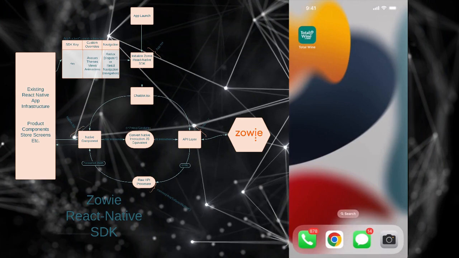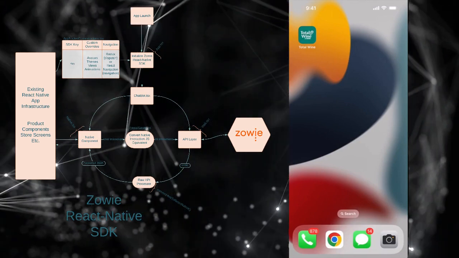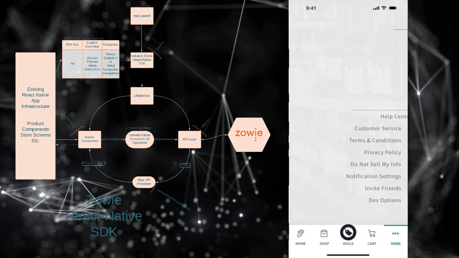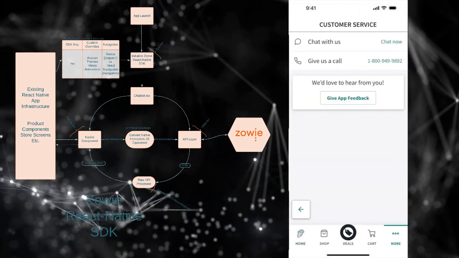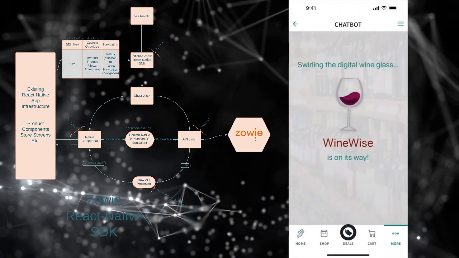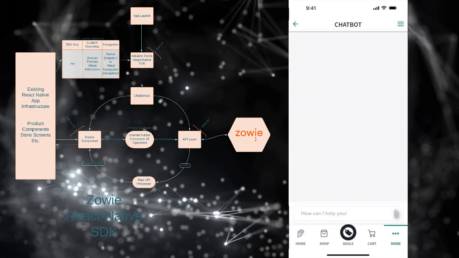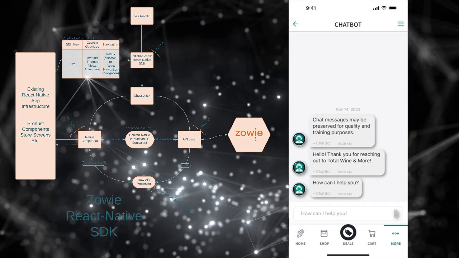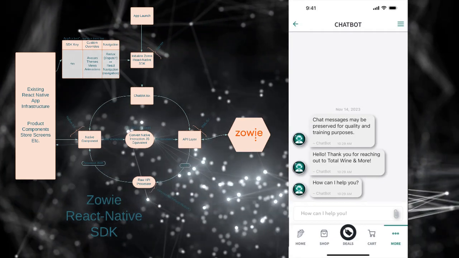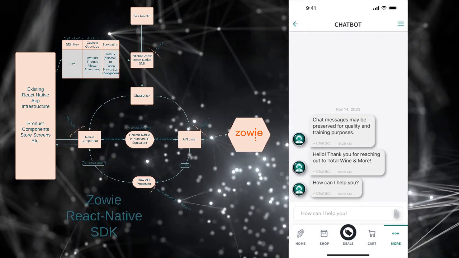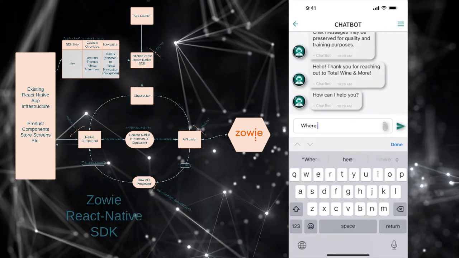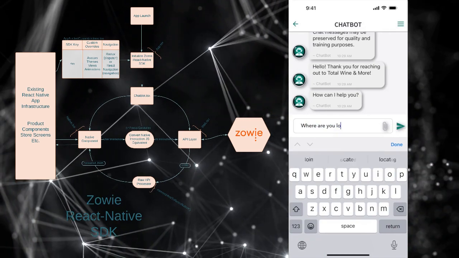All right, so let me demo the implementation of our Zowie React Native SDK. Going into the Total Wine app where we implemented it. First, customer service. And we're going to go with chat with us. Okay, let's just wait for the chatbot to load. And first, it gives us several questions, letting us know that all the messages are preserved. And thank you for reaching out to Total Wine. And we're going to say, yeah, I would like to get assistance with where are you located?